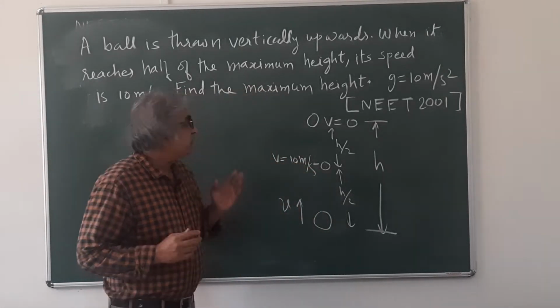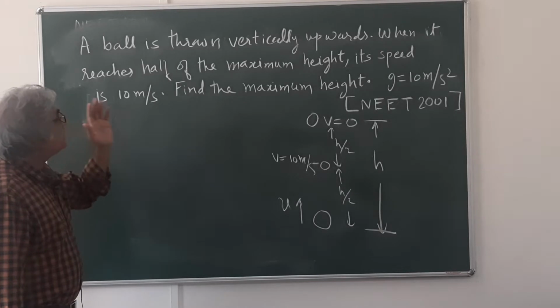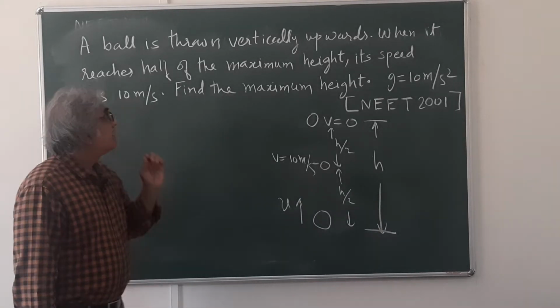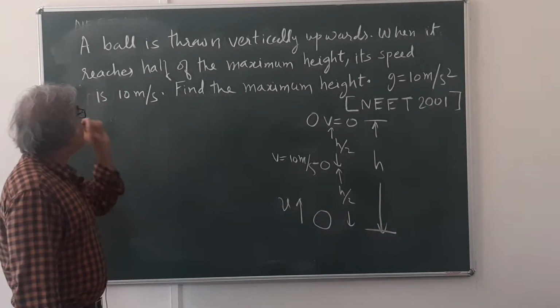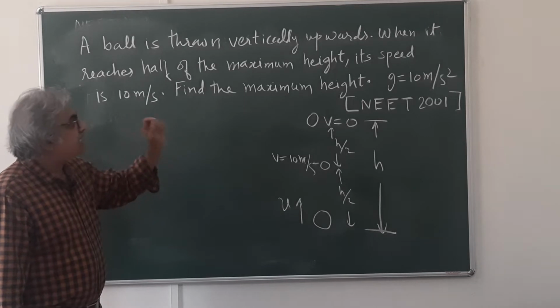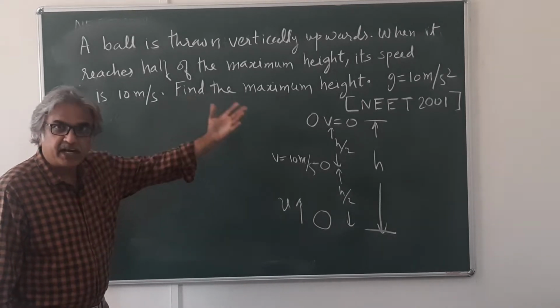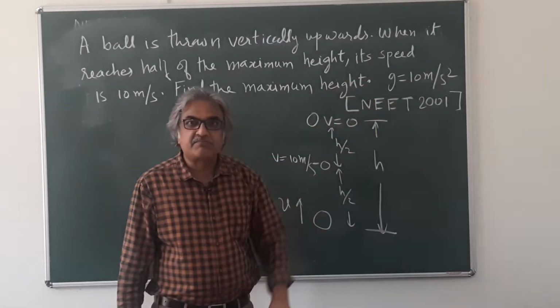Students, hope you can read this problem. The problem states that a ball is thrown vertically upwards. When it reaches half of the maximum height, its speed is 10 meters per second. Find the maximum height attained by the ball, and you are supposed to take g as 10 meters per second square.